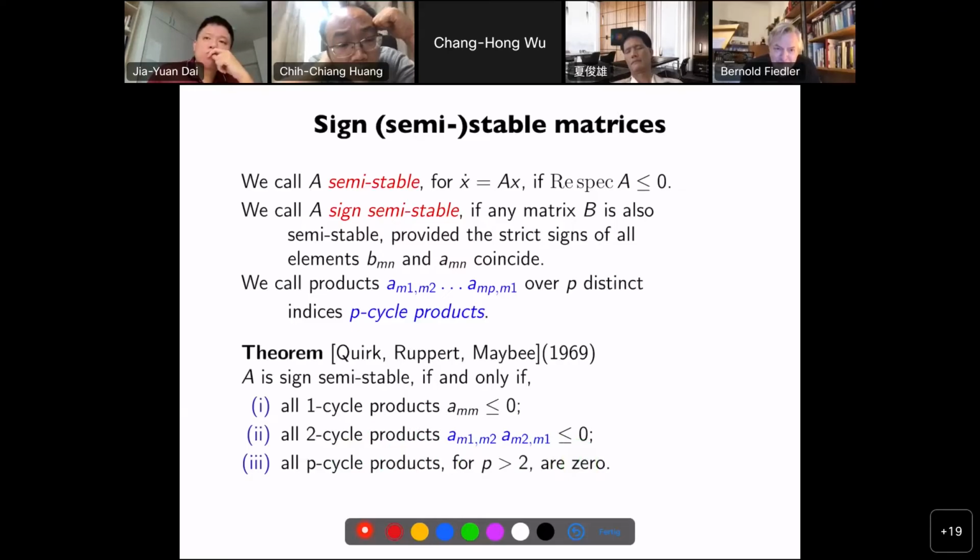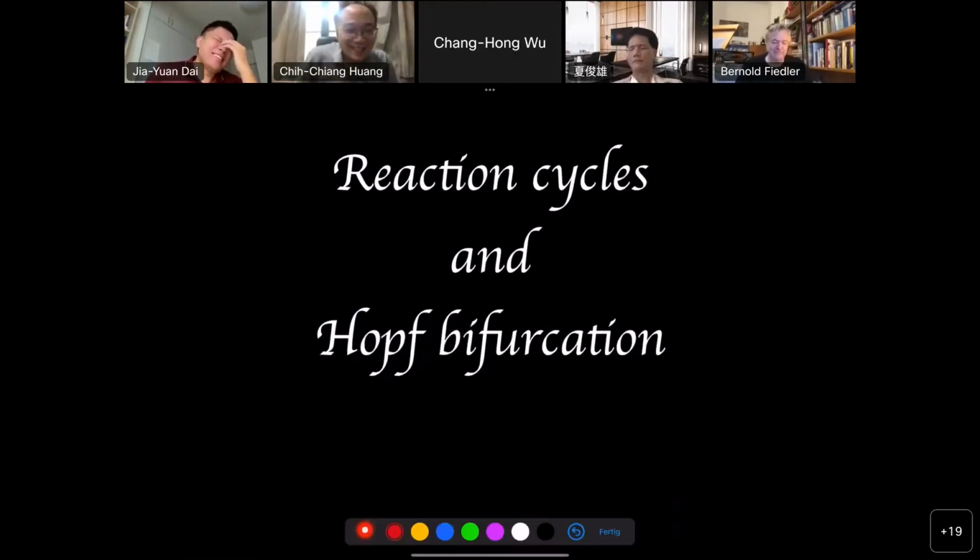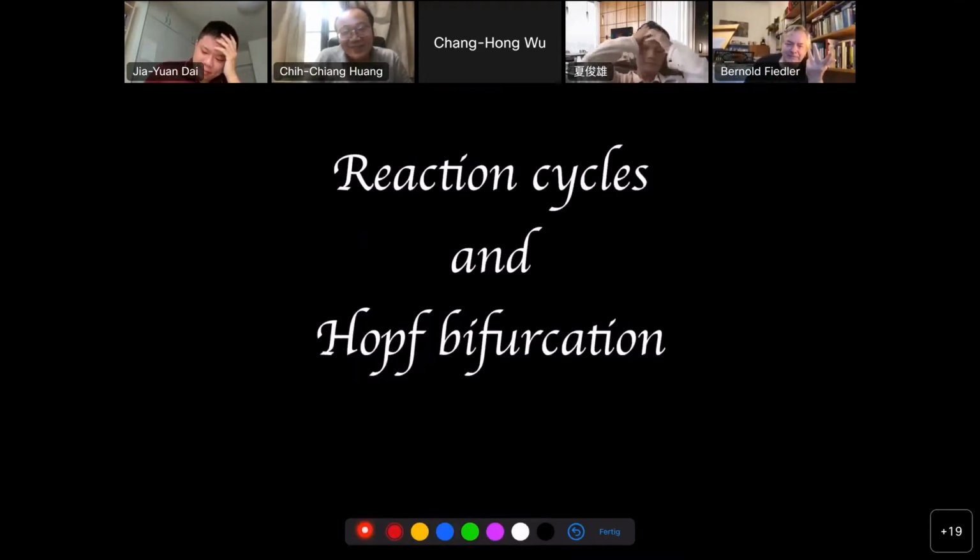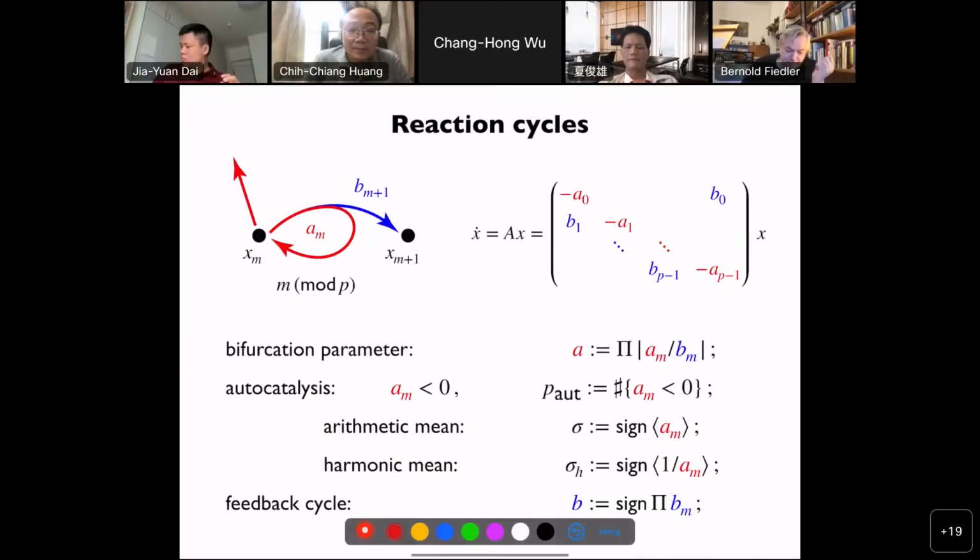Very nice theorem. We don't tell this to our students because otherwise the proofs of semi-stability would be too easy, right? Now, this tells us if we want instability, if I want Hopf bifurcation, if I want oscillations by Hopf bifurcation, I should look at violations of the sign semi-stable theorem. So I should look at reaction cycles.